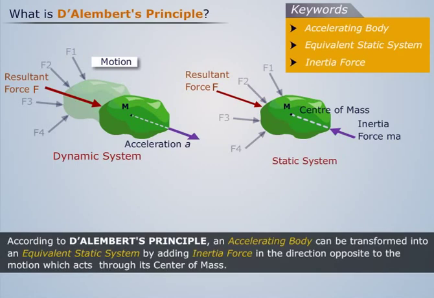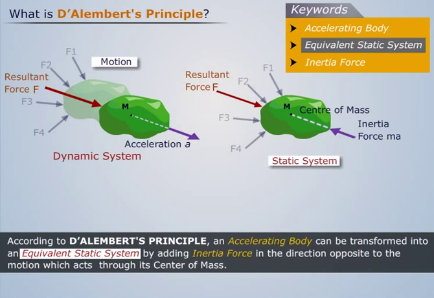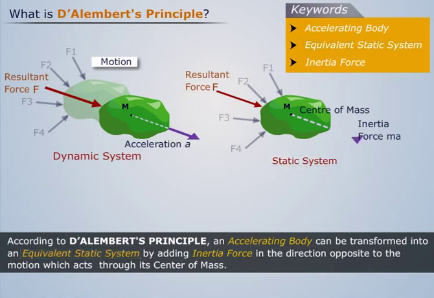Thus, D'Alembert's principle states that an accelerating body can be transformed into an equivalent static system by adding inertia force in the direction opposite to the motion, which acts through its center of mass.